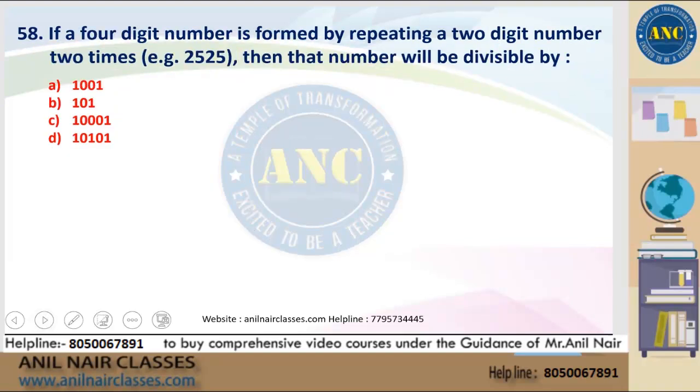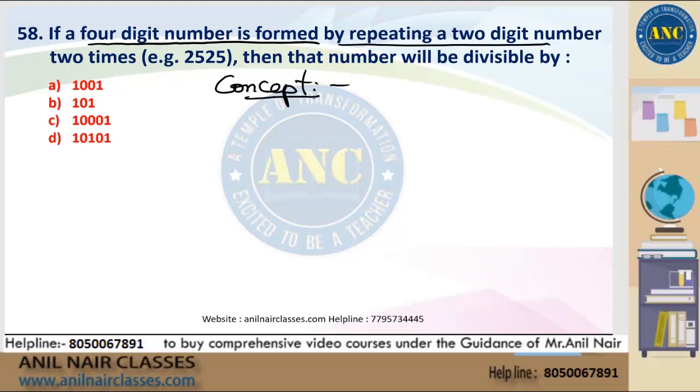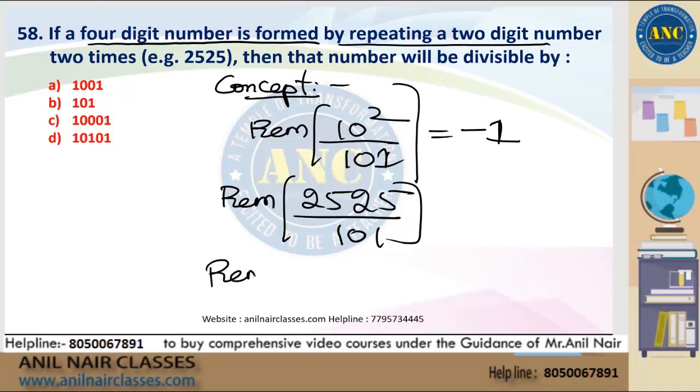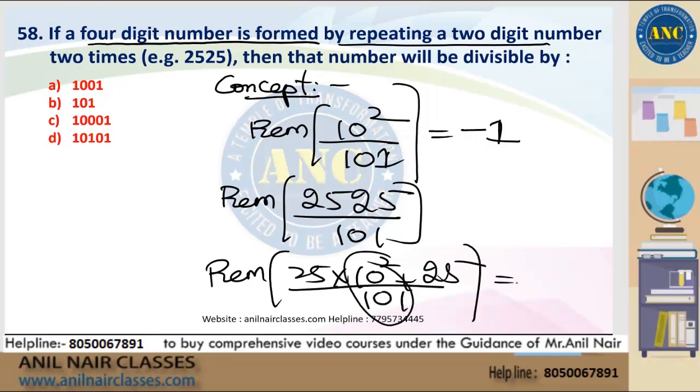If a 4-digit number is formed by repeating a 2-digit number 2 times. Concept, see here. Remainder 1: 10 square divided by 101, 100 divided by 101 is minus 1. Suppose the question is 25 divided by 101. This can be written as 25 into 10 square plus 25 divided by 101. This is minus 25 plus 25, which is 0.